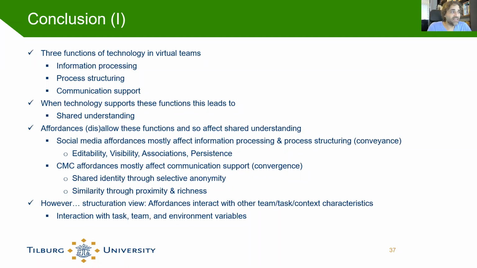So again, basically, what I showed before, there are 3 functions of technology in virtual teams: information processing, post-production communication support. When the technology supports all of this, you reach shared understanding. So people actually being able to do the task and being able to communicate with each other and liking each other, that is shared understanding. You see that social media really ties nicely into these 3 functions of technology in virtual teams, but that they do interact.